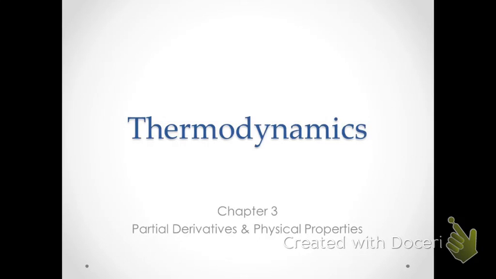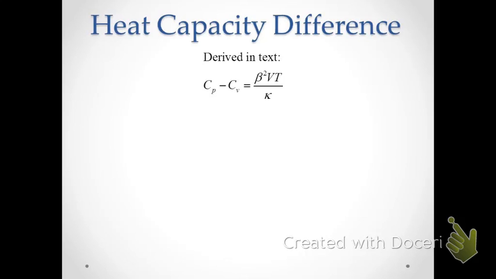This video represents part 4 in our series of discussions about applications of partial derivatives in thermodynamics. We'll start with the heat capacity difference, Cp minus Cv. Remember our discussions in the past, we talked about the constant pressure heat capacity and the constant volume heat capacity, and how the constant pressure heat capacity always exceeds the constant volume heat capacity.